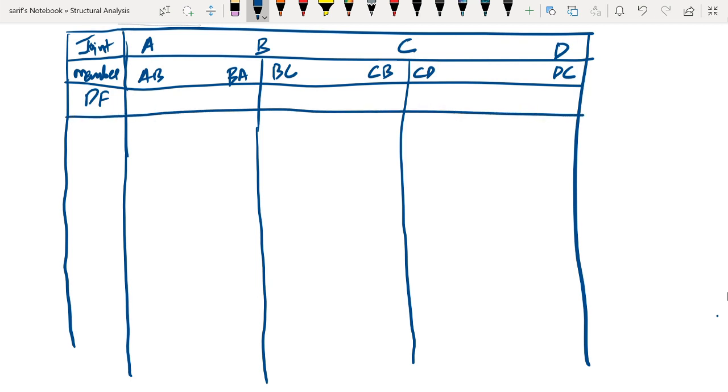So the distribution factor at AB is 0. Distribution factor at all other points are 0, 0.5, 0, 0.5. This is also 0, 0.5. And at DC the distribution factor we know is 1.